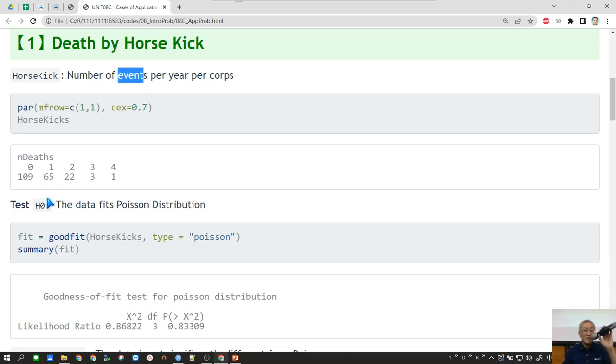So you can see that this is count. It's the number of events that happened, the number of times the event happened: 0 times, 1 time, 2 times, 3 times, 4 times. And this is just the unit that we do the statistics.